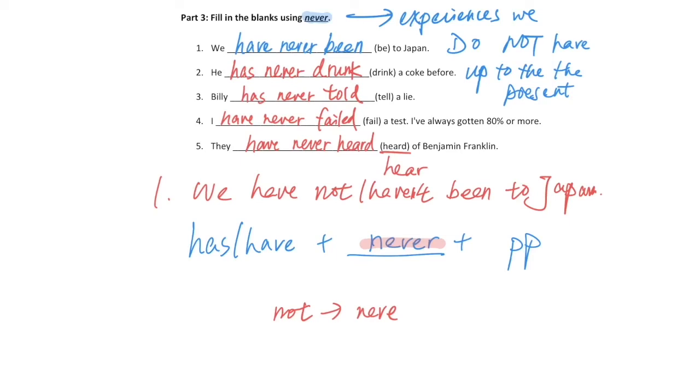Okay, now let's take a look at part 4. Part 4. Fill in the blanks appropriately using just, yet, and already. So these 3 words are adverbs of time. These are the indicators that suggest we should use present perfect tense. So I will do question 1 to 3 with you.